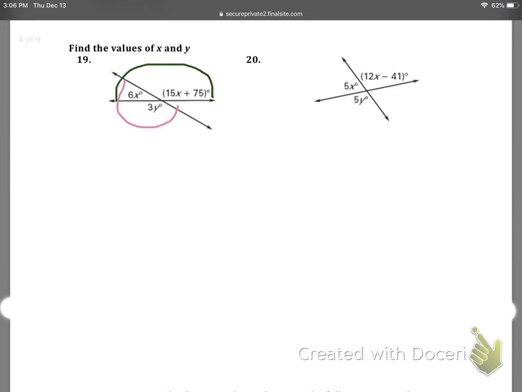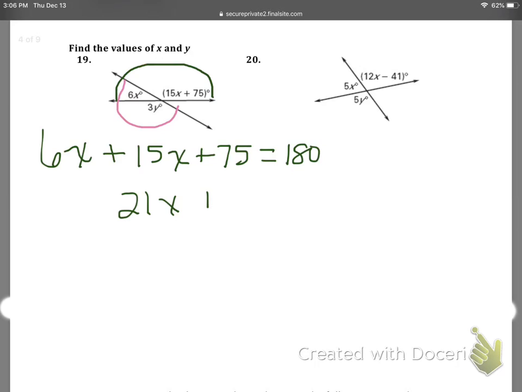So I'm going to wait on that one for just a moment, and we're going to go back and work with the first green linear pair. So that linear pair tells me that 6x plus 15x plus 75 has to equal 180. So I have one variable type, it's x, and one equal sign, so I can solve this problem. So 6x plus 15x is going to give me 21x. So this is 21x plus 75 equals 180.